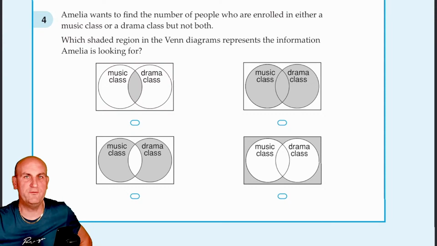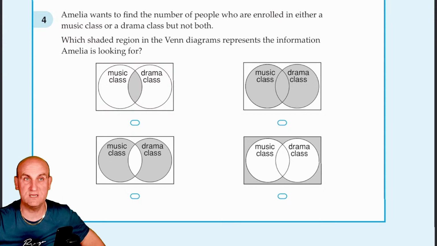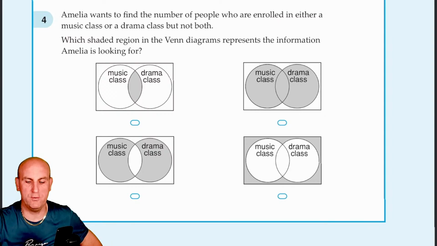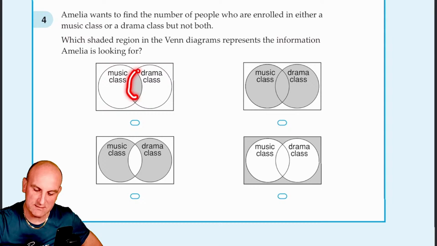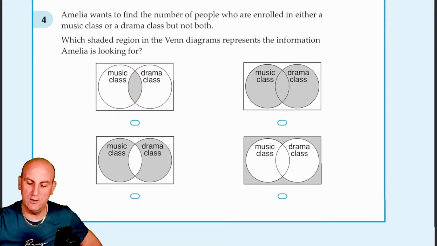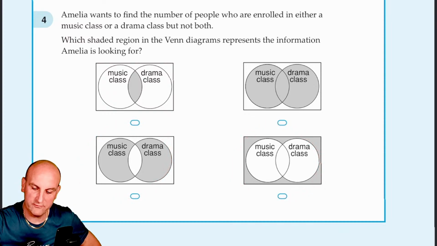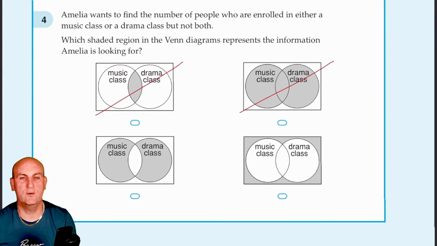Amelia wants to find the number of people who are enrolled in either a music class or a drama class, but not both. Which shaded region in the Venn diagram represents the information? Well, we know that the both is actually this middle section here. So we are looking for a graph that firstly does not have that colored in. So that gives us this graph here or that graph there. So I'm going to strike through that one there, and I want to strike through that one there.